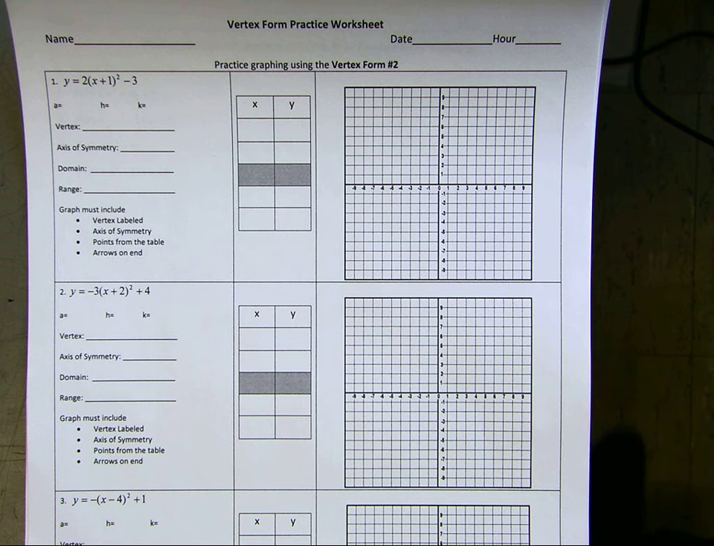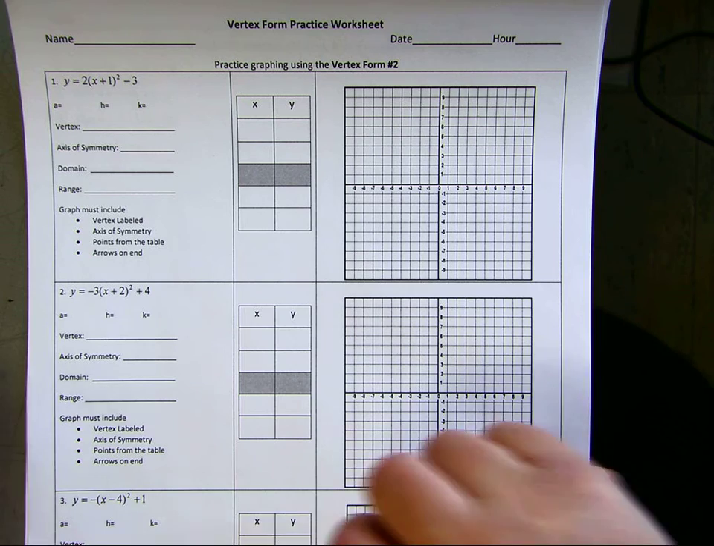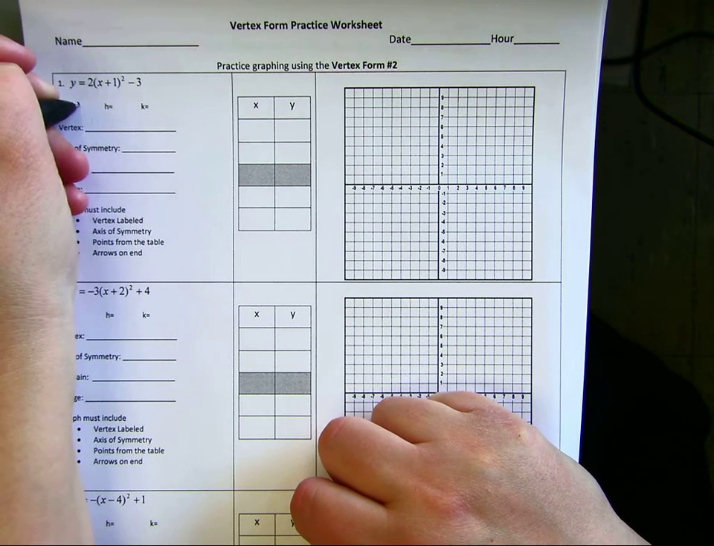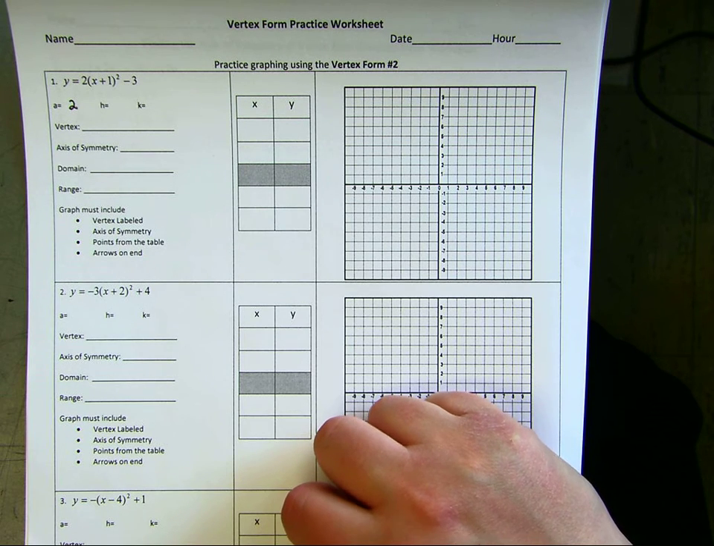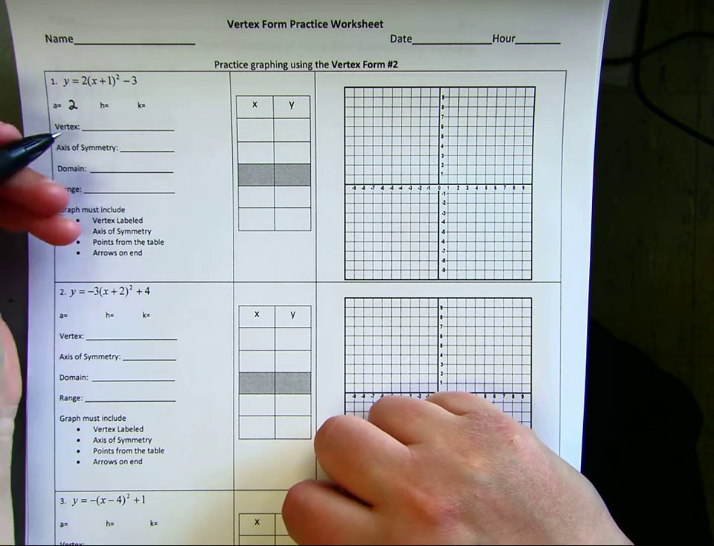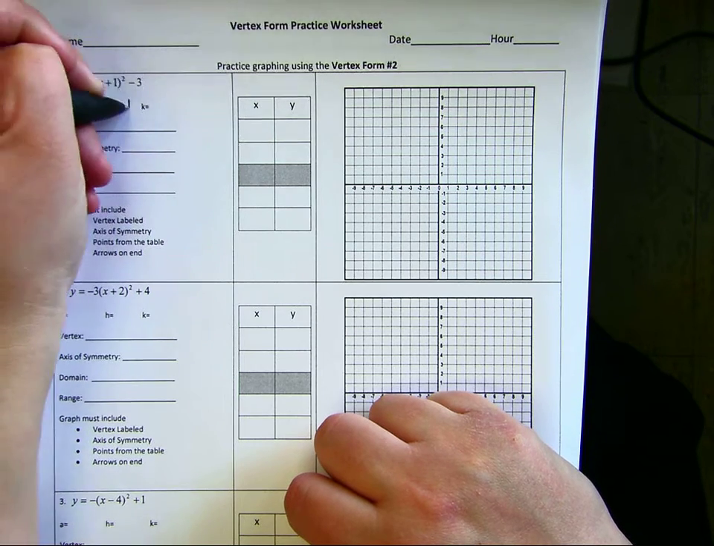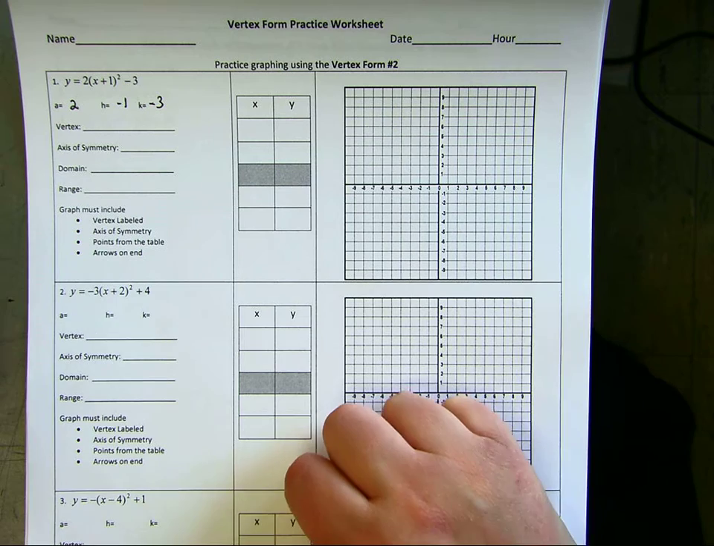Okay, in this problem we are going to be graphing from vertex form. The best way to do it is to pull out the A, the H, and the K. The A is the number in front of the parentheses, and if there isn't one, then it's automatically a 1. The H is the number inside the parenthesis, and it's the opposite of what you see, and then the K value is the one that's on the right hand side.